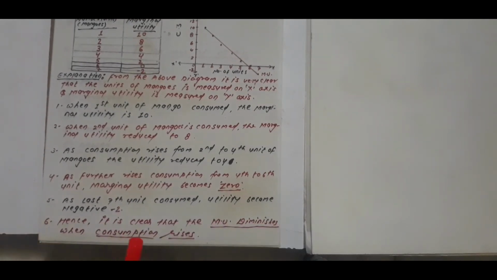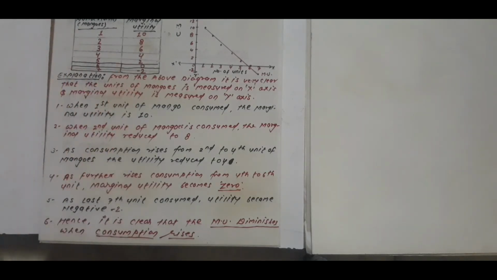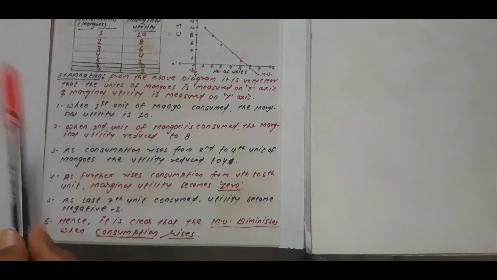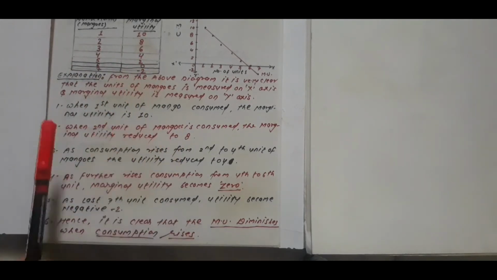Hence it is clear that the marginal utility MU diminishes when your consumption rises. So you are very clear that as you consume the first to 7th mango continuously without taking a single break, and there is no change in the taste, shape, design, etc., your MU diminishes, and as you consume more and more mangoes, MU diminishes. And now we are just going to discuss the assumptions and exceptions. Okay, let's see.